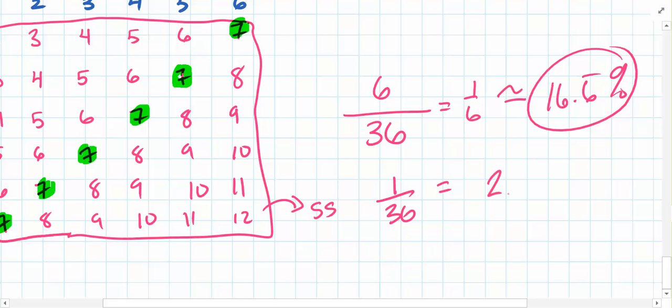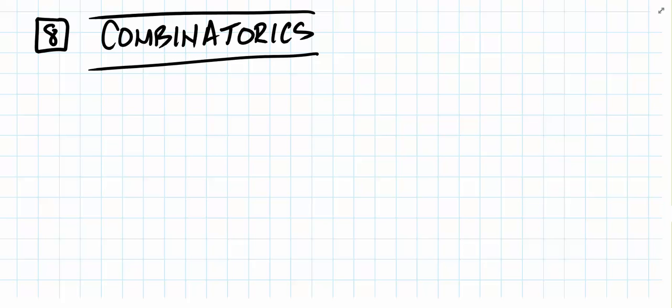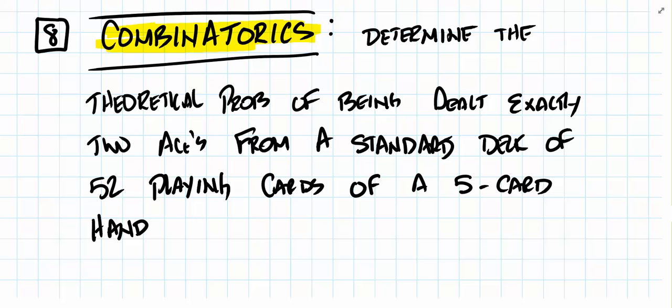This was my favorite class I took in college, combinatorics class. It's a crazy word, right? This is where you get really good at counting things. So I'm gonna write down an example here because it takes a while, and then we'll talk about it. So let me write it out for you. We're gonna determine the theoretical probability of being dealt exactly 2 aces from a standard deck of 52 playing cards for a 5-card hand.